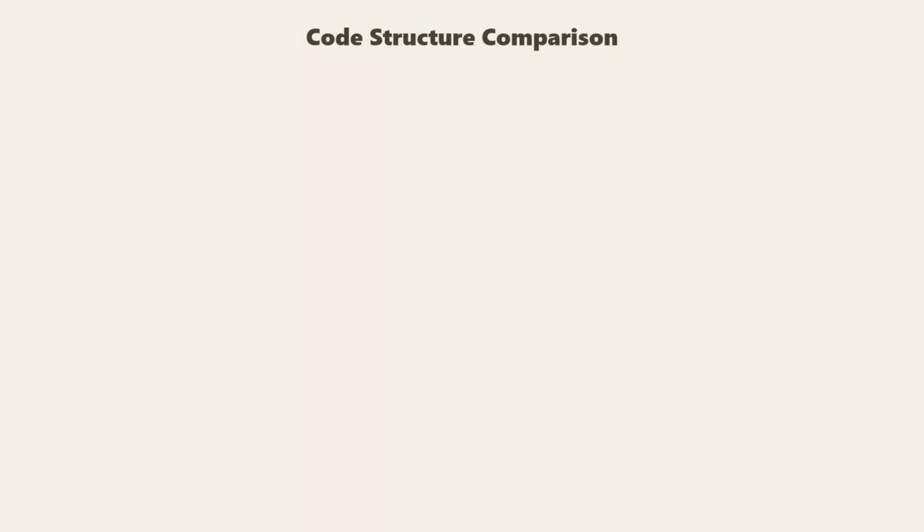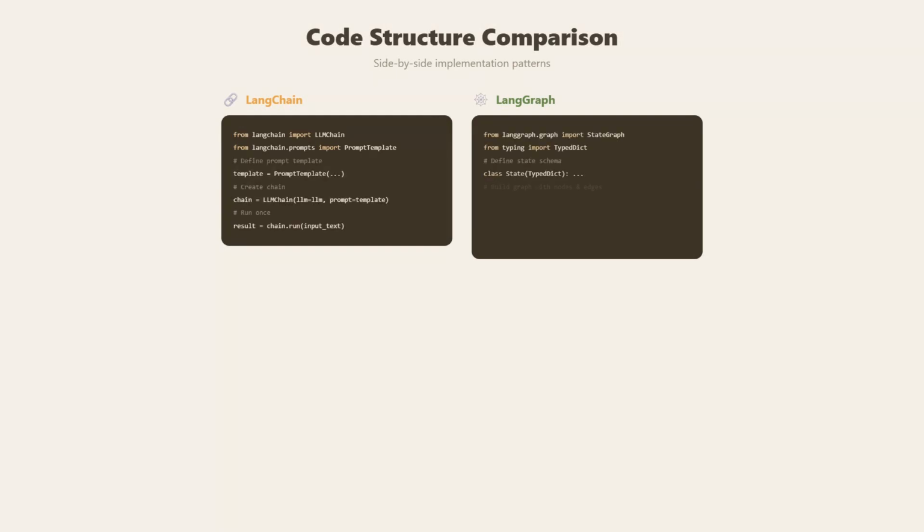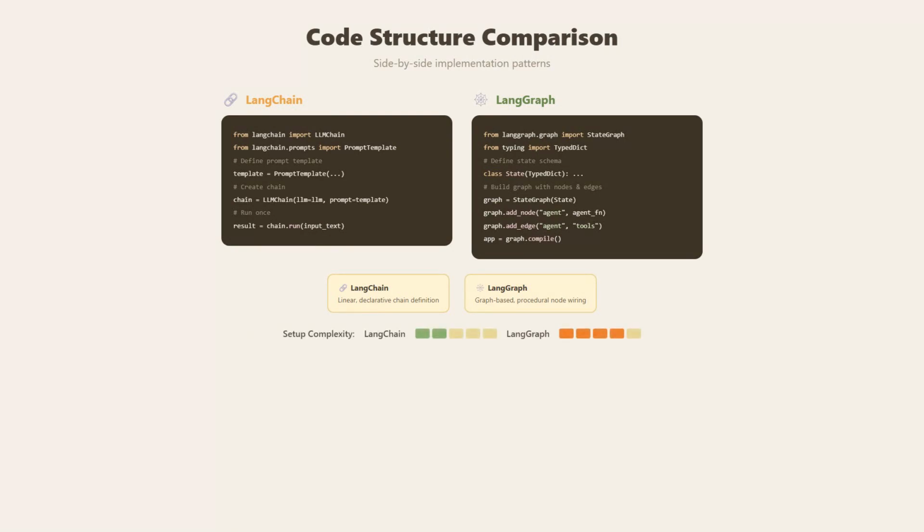Let's wrap up with the key takeaways from this comparison. LangChain is linear, component-based, and great for RAG applications and simple workflows. If you're building something straightforward, it gets you up and running fast. LangGraph is cyclical, stateful, and ideal for complex agent systems that need to iterate, self-correct, or manage sophisticated state.